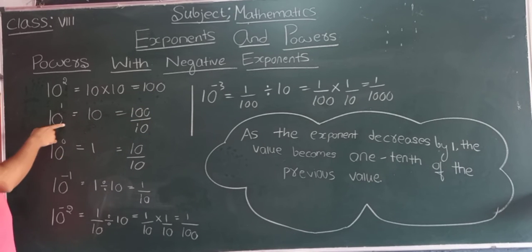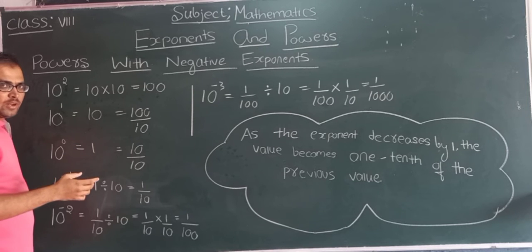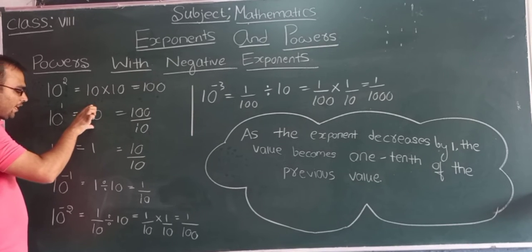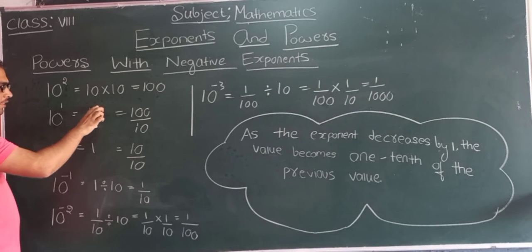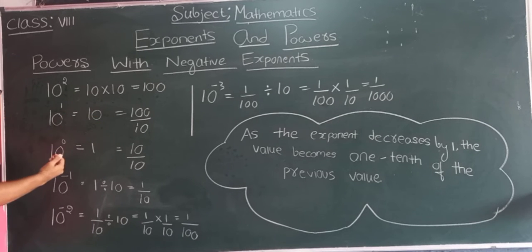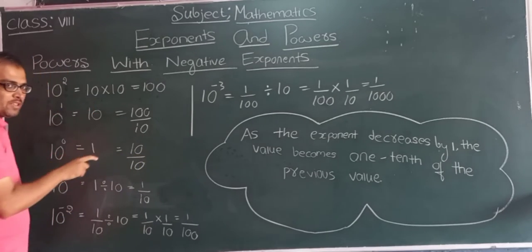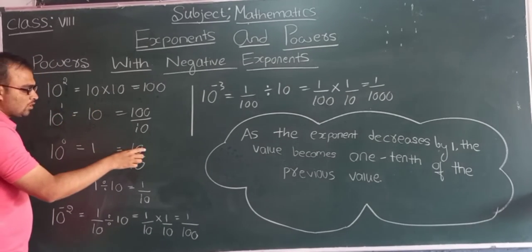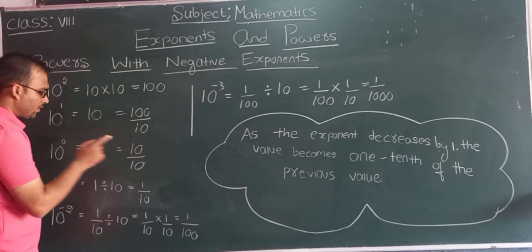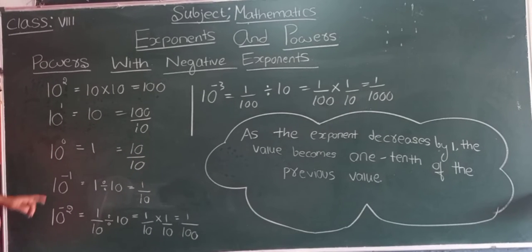10. Next, again when the exponential value is decreased by 1, how to get the value? The previous value was 10. Then as the exponential value is decreased by 1, the value will become 1/10 of the previous value. Previous value was 10 now, so 1/10 means again divided by 10. That is, we are getting 1. Okay, now come to this one. 10 to the power minus 1. Again the exponential value is decreased by 1, that is from 0 to minus 1.